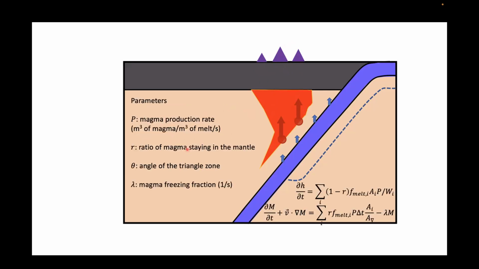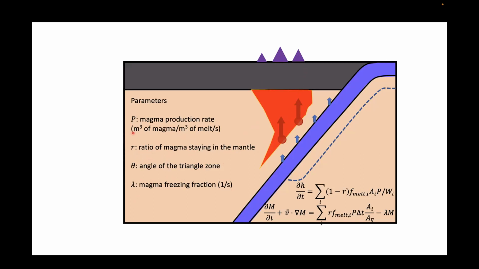So in the end, we have a few free parameters that we need to choose to generate a reasonable amount of magma and a reasonable amount of arc crust. First is the magma production rate, P, which is how much magma each partial melting event can generate. R is the ratio of the magma that stays in the mantle versus going to the arc crust. Theta is the angle of this triangle zone. And lambda is how fast the magma freezes.